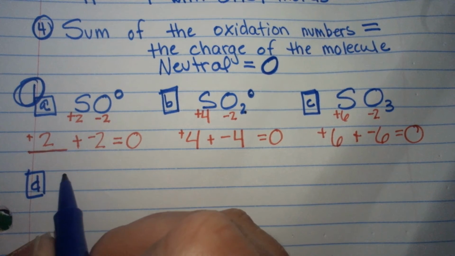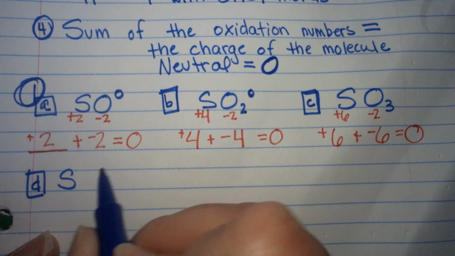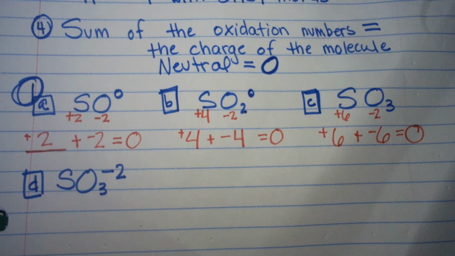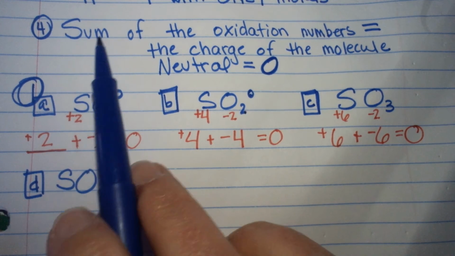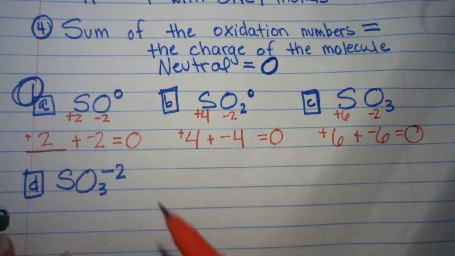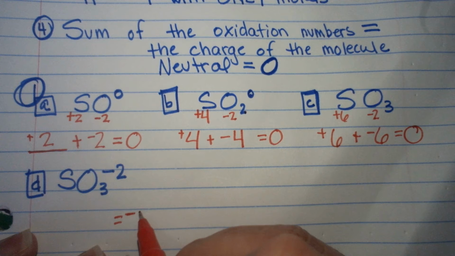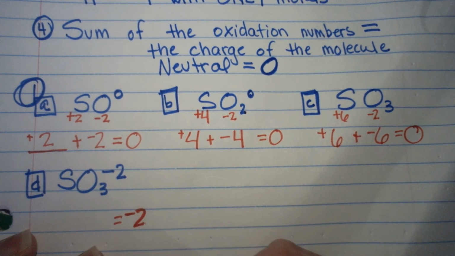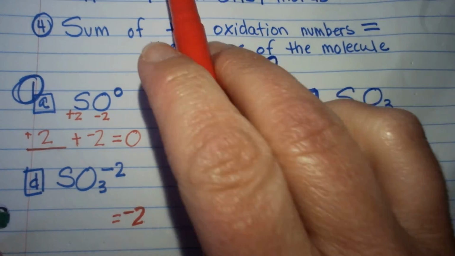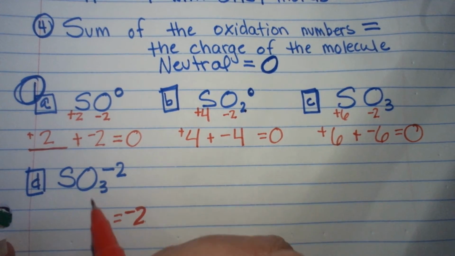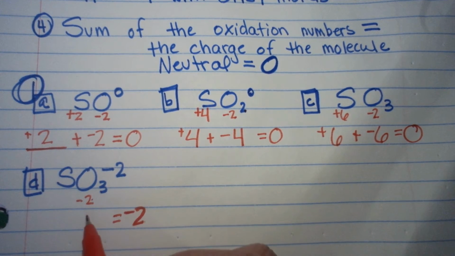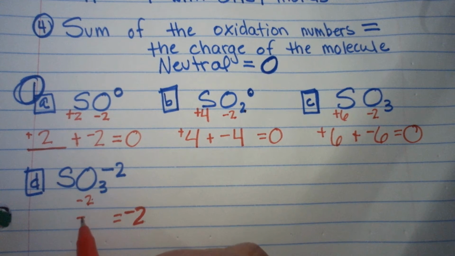So D says, now very similar to C, but SO3, and this time we have an indication of a charge, -2. So if we look back at our fourth rule, sum of the oxidation numbers equals the charge of the molecule. Well, this time I'm going to have it say equals -2, because that's what my molecule is. So I go through the rules. I know that oxygen is always -2, unless with an F. There are 3 oxygens. So -2 times 3 is -6.